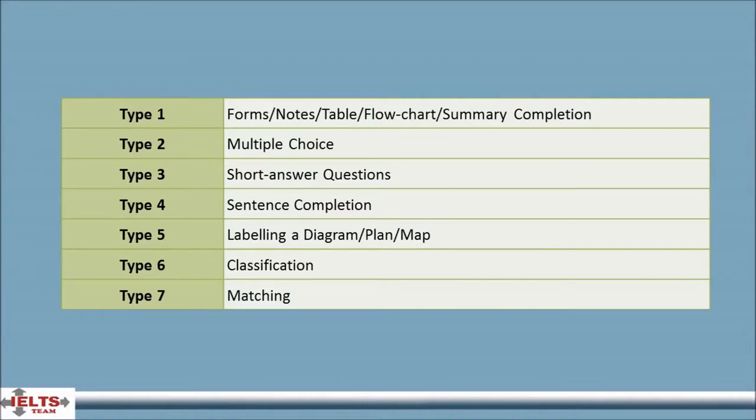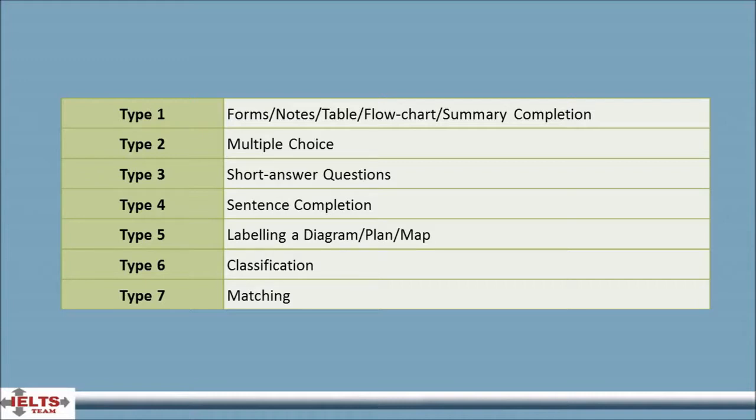A variety of task types is used in IELTS listening, with each of them more suitable for testing particular language skills. The 7 principal task types are: Type 1, form, notes, table, flowchart, or summary completion. Type 2, multiple choice questions. Type 3, short answer questions. Type 4, sentence completion. Type 5, labeling a diagram, plan, or map. Type 6, classification. And type 7, matching.